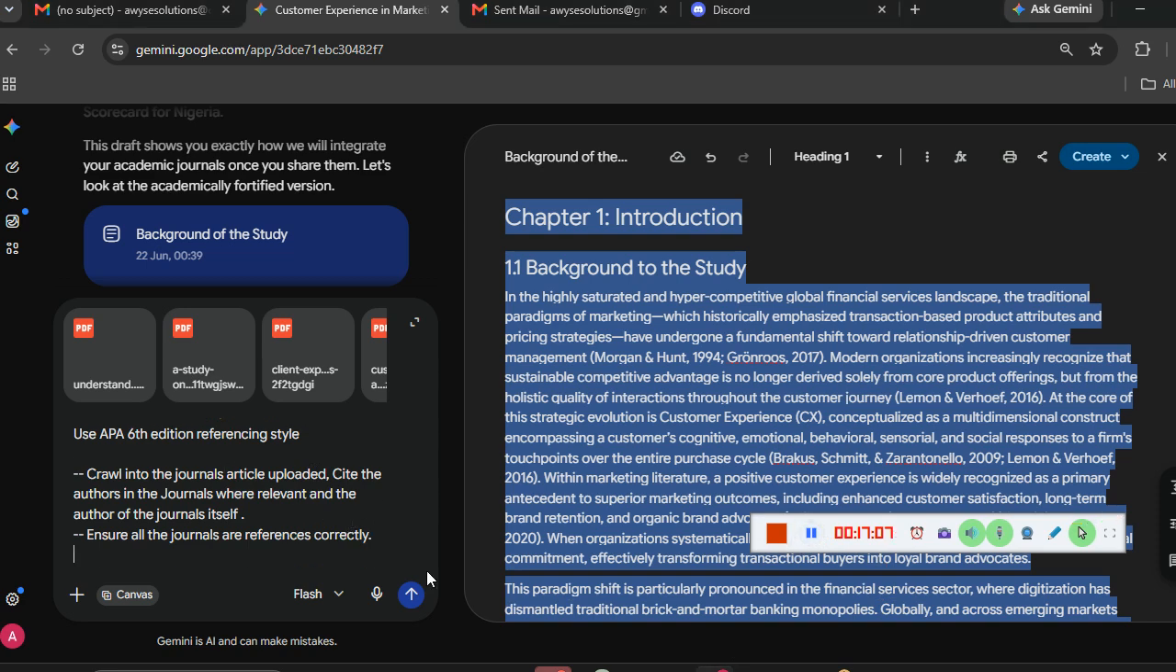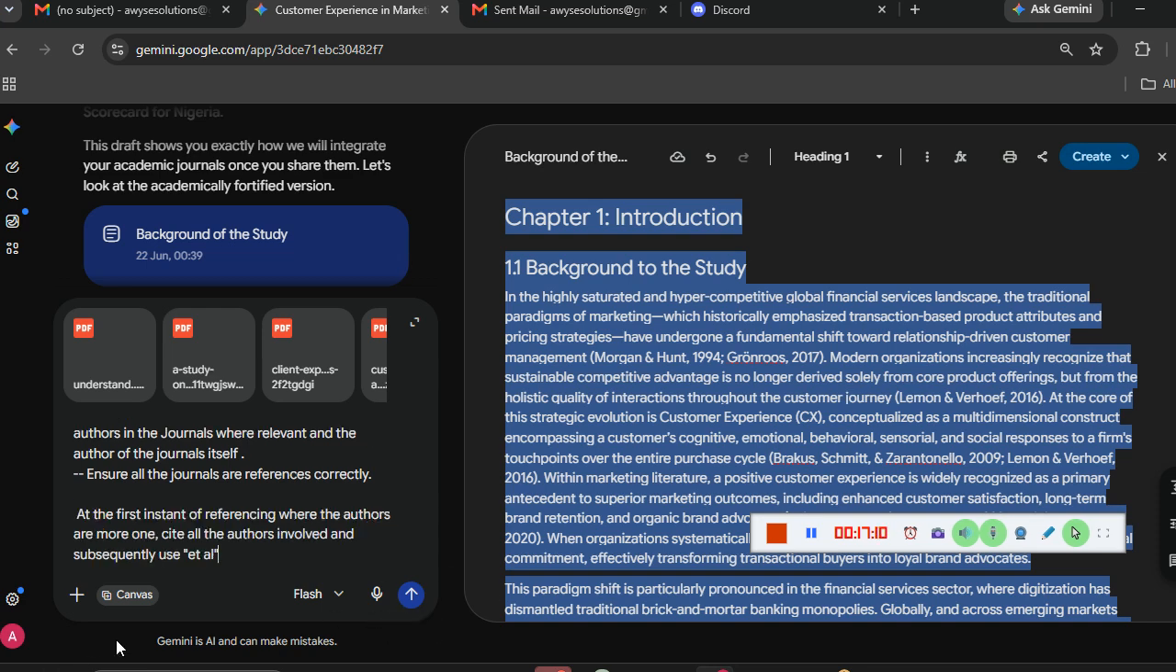The next thing I want to tell you is, when referencing the authors at first instance, if the authors are more than one, you should cite all the authors involved and subsequently use et al., because that's the right way to use et al. Some supervisors take note of that. If you use et al. without citing all the authors at the first instance of your citation, some will bounce it back. So we don't want to take chances. Let me send it now and let's see what our outcome will look like.